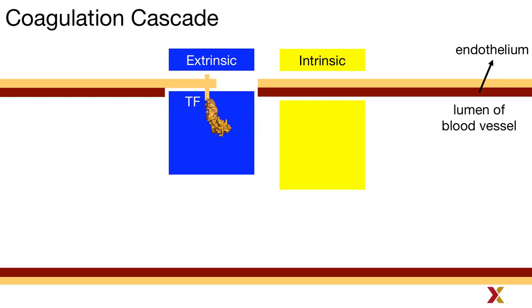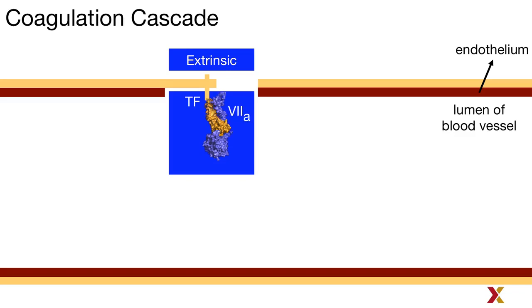At the site of lesion, the exposed tissue factor acts as an initiator of the clotting process. The tissue factor is now exposed to proteins circulating in the blood, in particular the inactive form of the coagulation factor 7. Note that by nomenclature, all the coagulation factors are identified by Roman numerals.